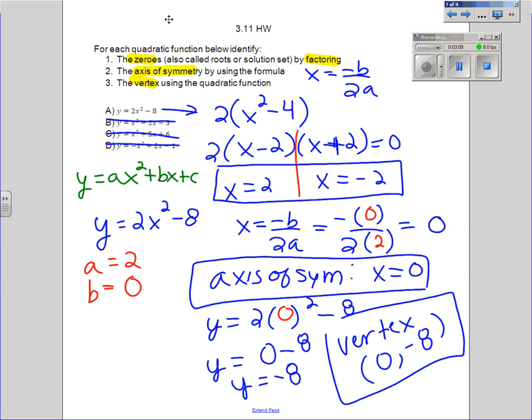Okay, so we found the zeros, which is here. We found the axis of symmetry, and we found the vertex. All right, let's take a look at the next one.